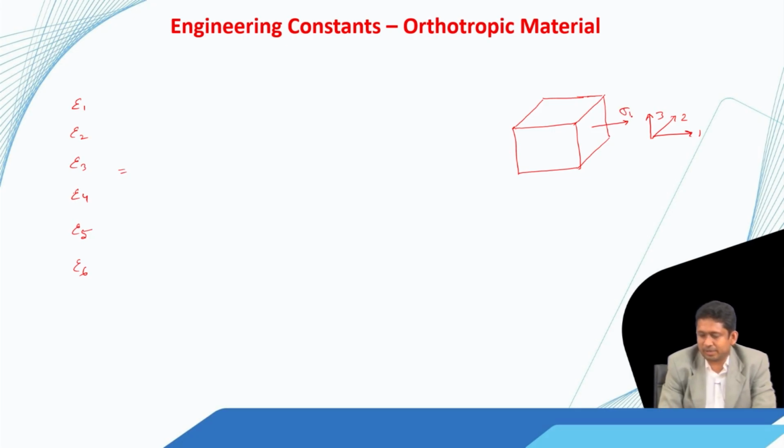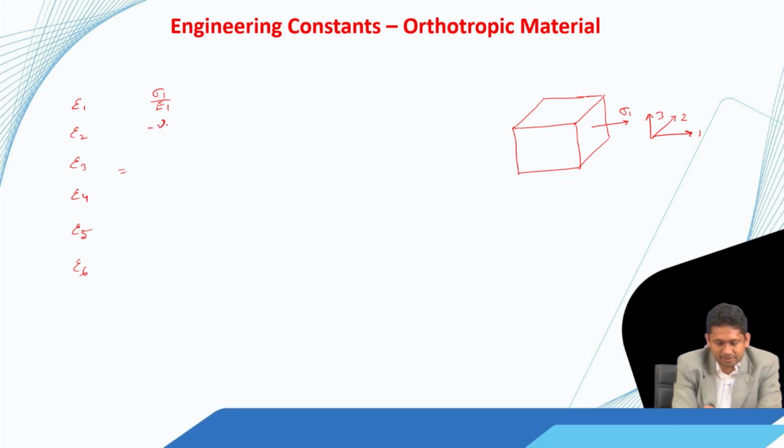Now, sigma 1 is going to induce a strain in direction 1, so that is epsilon 1. So, this will become sigma 1 by E 1. Now, similarly, this sigma 1 is going to induce a strain in direction 2, that means it will result in epsilon 2 also, and that we can write as minus nu 1 2 divided by E 1.